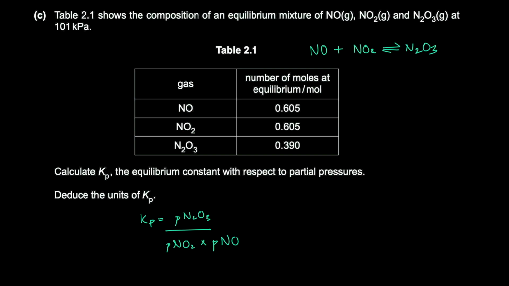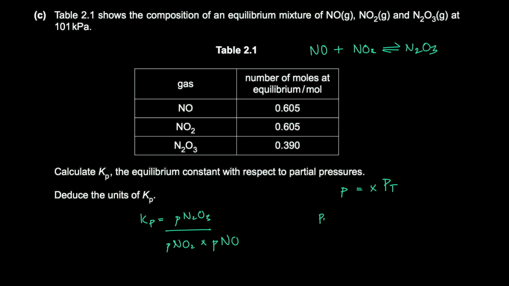So again, it's the partial pressure of the products to the power of 1 in this case, divided by the partial pressure of the reactants, that would be NO and NO2, again to the power of 1. Now, how do we get the partial pressure for each of these gases? The partial pressure is the mole fraction times the total pressure. What is the mole fraction? The mole fraction is the number of moles divided by the total number of moles.